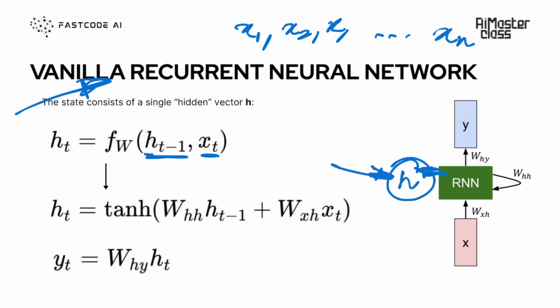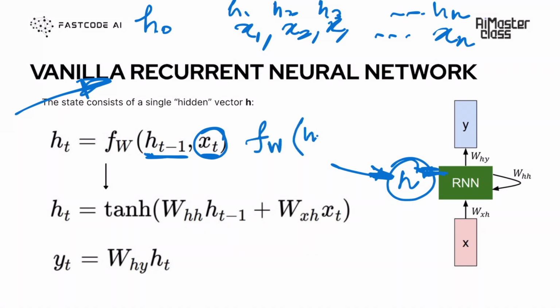But let's say it starts with this t minus 1. So let's say we have h of 0 where it starts, and then it has h of 1, h of 2, h of 3 and so on all the way to h of n. And we give it, let's say, x of 1. So what is this function? This function f of w will take my h of 0 and x of 1, and what will it give me? It will give me h of 1.